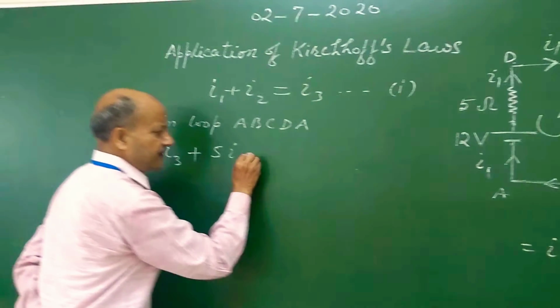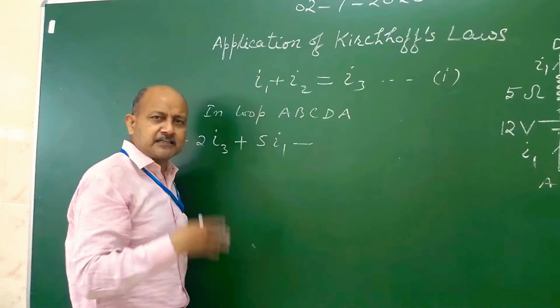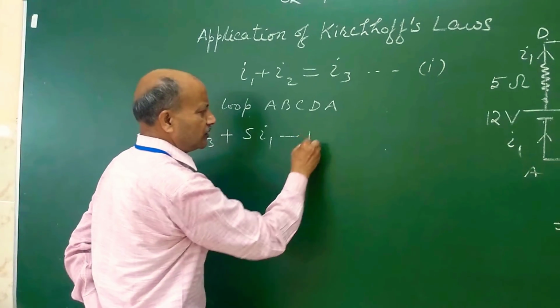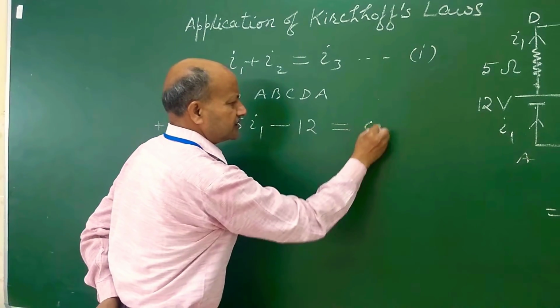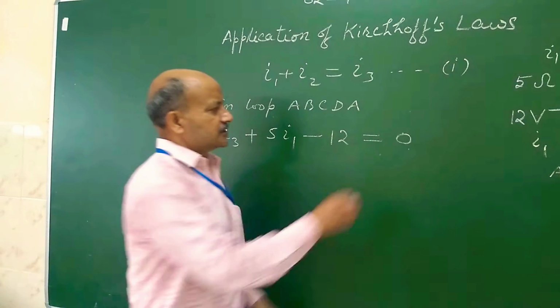we will represent fall by negative because it is easier to remember. Fall by negative, rise by positive. So it will be equal to 12. And the sum of all potential differences according to Kirchhoff's loop rule is 0. So this is second equation.